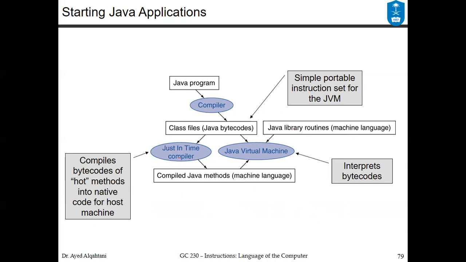Anyway, the job of the just-in-time compiler is to compile the bytecodes of hot methods into native code for the host machine, while the Java virtual machine interprets the bytecode. The just-in-time compiler, or the JIT, as they call it, compiles those hot methods. But the compiler here produces a simple portable instruction set for the Java virtual machine. So it gives you just the Java bytecode.